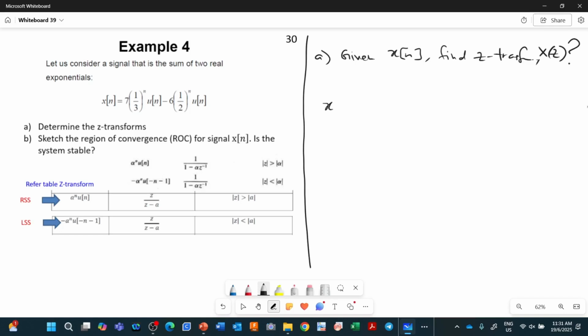Okay, so x[n], this size, is it okay at the back? Boleh nampak tak? Acap? Can see? Okay, if you cannot see, then come to the front.